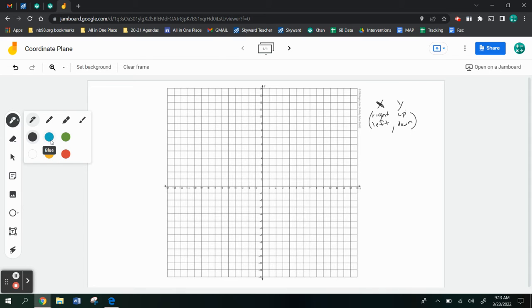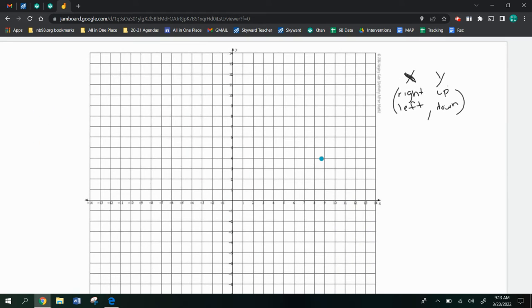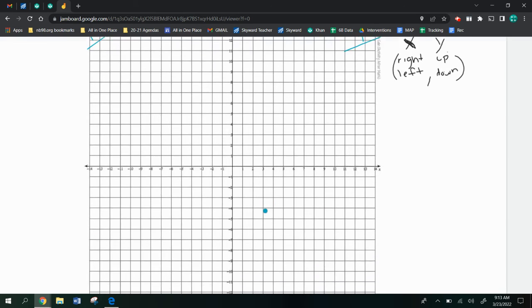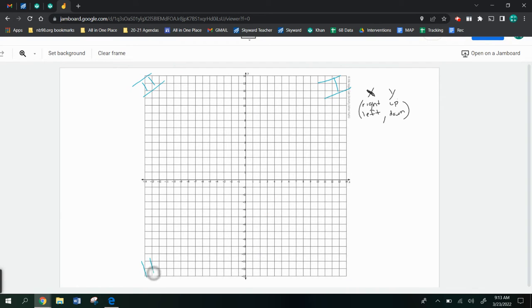Additionally, this coordinate plane is made of four sections. One section, two, three, four. So we have to label it. It's important to know what section a point falls on. This is what we call the first quadrant, quadrant one. Second quadrant, quadrant two. Third quadrant. And then you guessed it, the fourth quadrant. For those of you that don't like Roman numerals, 1, 2, 3, and 4.